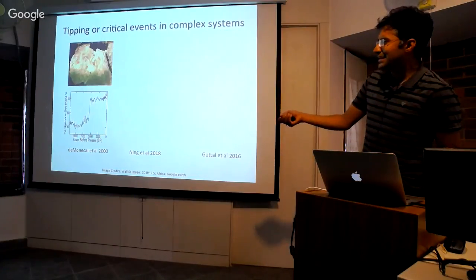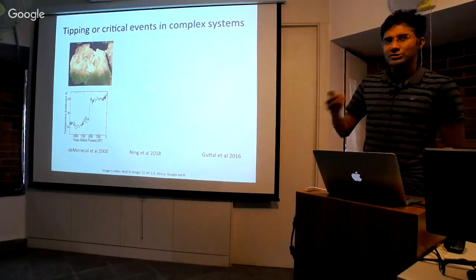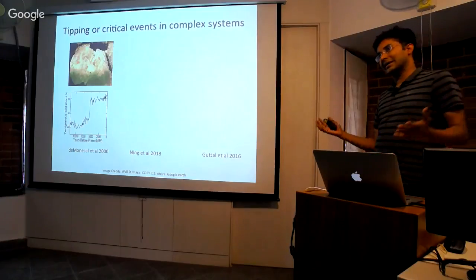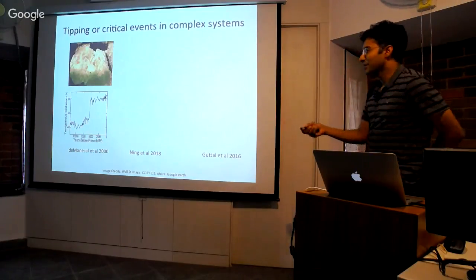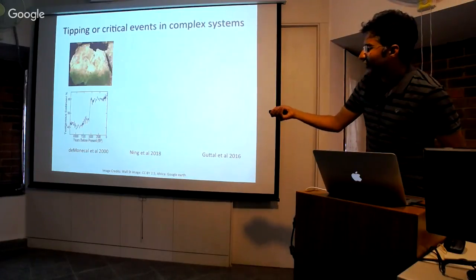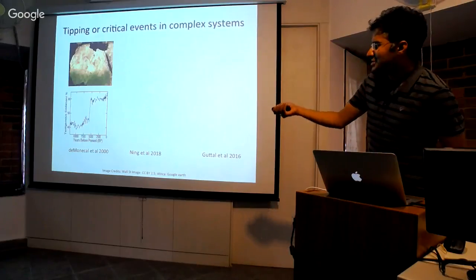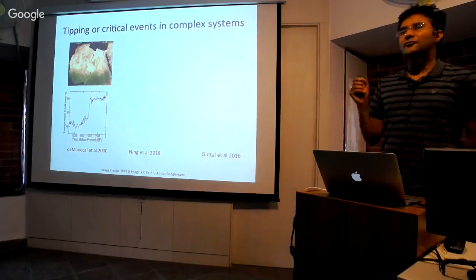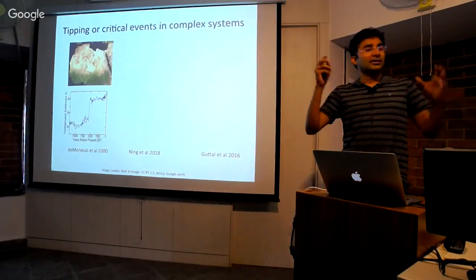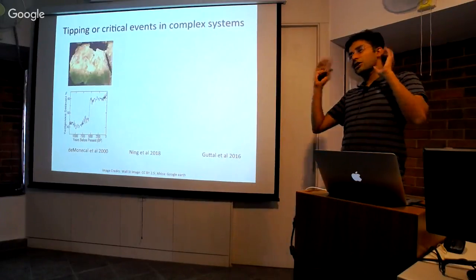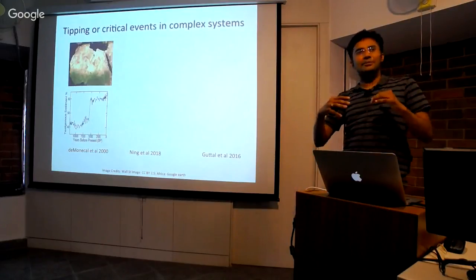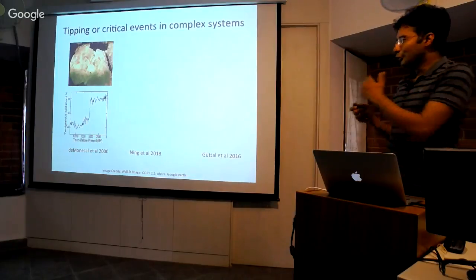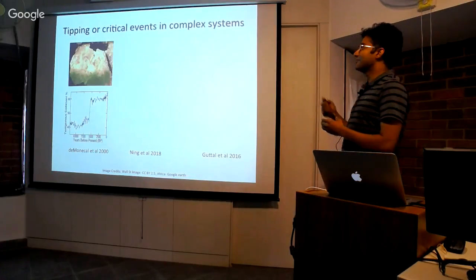Various proxy data suggest that this transition was not a gradual one, but rather something that happened over a very large scale on a very short time scale. For example, around 5,000 years ago, this proxy vegetation shows a dramatic switch. These kinds of transitions, which happen on a large scale and in large magnitude in the state variable, but for a very small amount of change in the driver, are called tipping events or critical events.